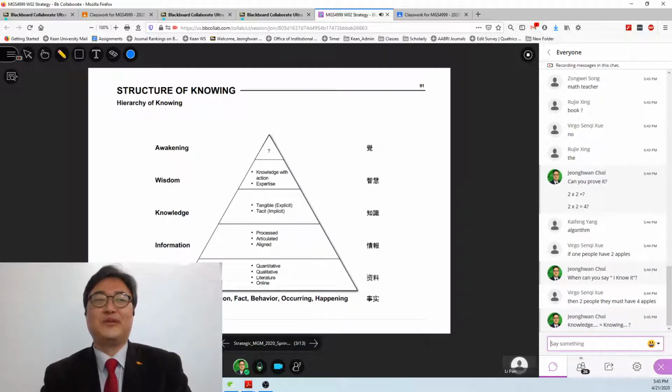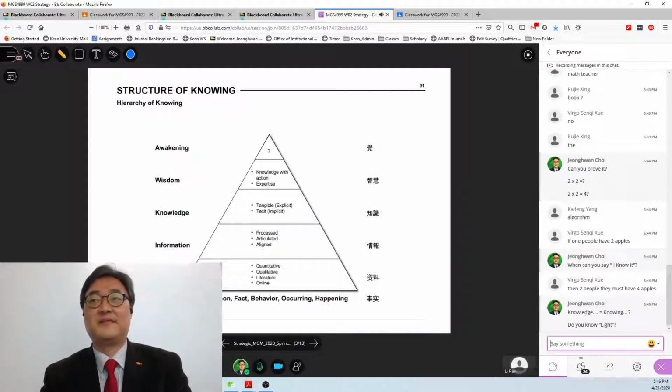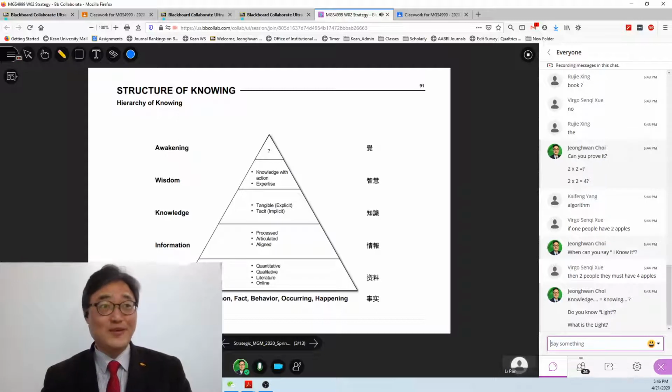Another example, okay? Do you know light? It's very easy. Do you know light? What is light? Okay, what is the light? If you know something, you must be able to tell what the hell the light is. What is a light?